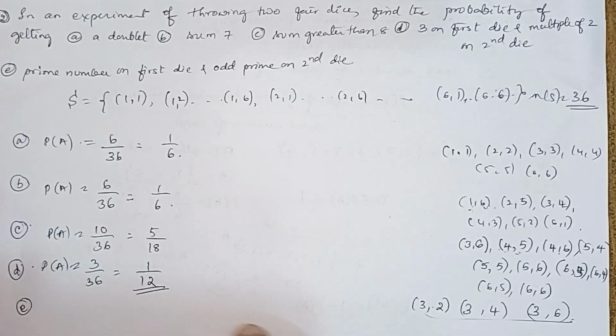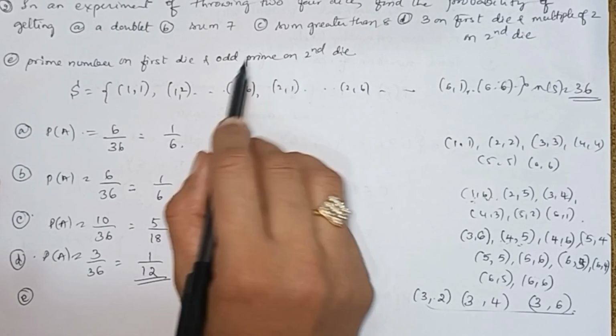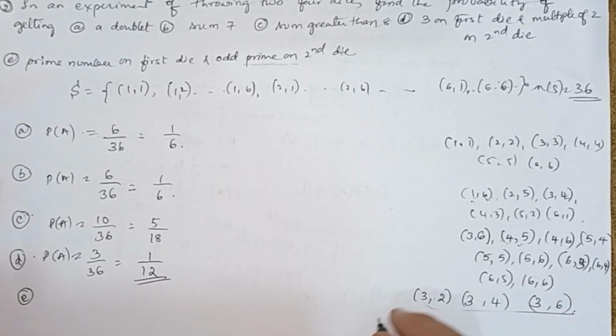Then last one, E, prime number on first die and odd prime on the second die. Prime number on the first die.